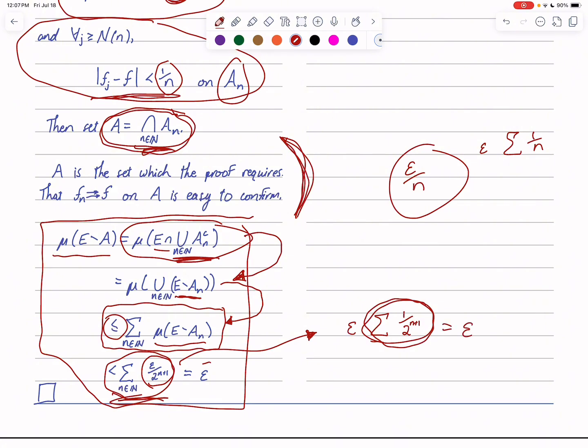And so that's what we get over here, and we have finally proved exactly what we set out to prove, that the measure of this difference is smaller than epsilon. And since uniform convergence happens on this set, which is very large, the proof is complete.